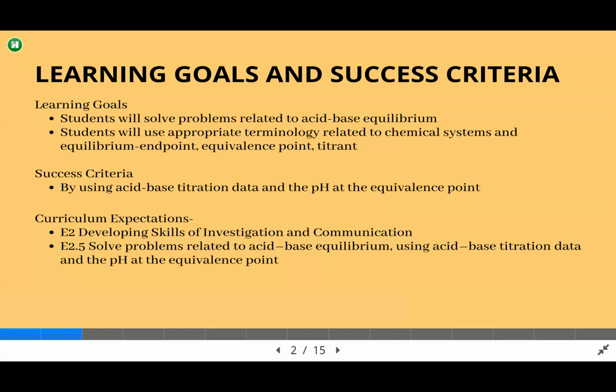The success criteria for this lesson: students will solve problems related to acid-base equilibrium. Students will use appropriate terminology related to chemical systems and equilibrium, endpoint, equivalence point, and titrant. You'll do this by using acid-base titration data and the pH and equivalence point. Also listed here are your curriculum expectations.